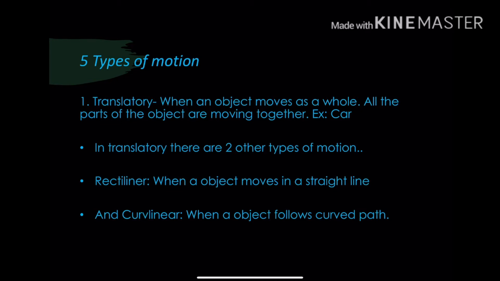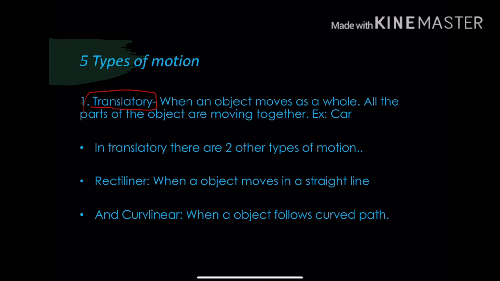The first type of motion is translatory. Translatory motion is when an object moves as a whole. All the parts of the object are moving together. Example, a car. So what this basically means is when an object is moving as a whole.